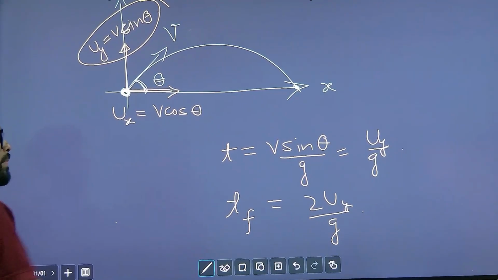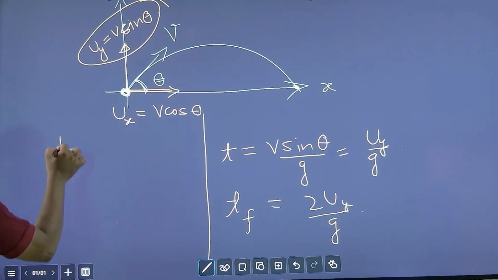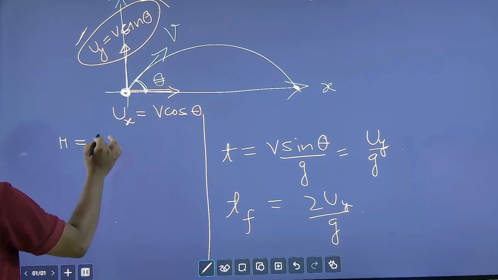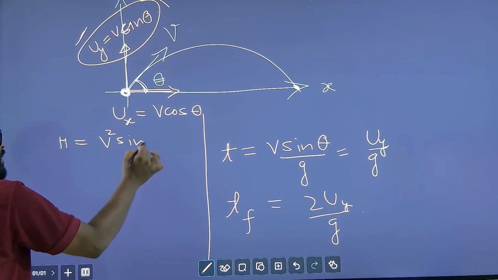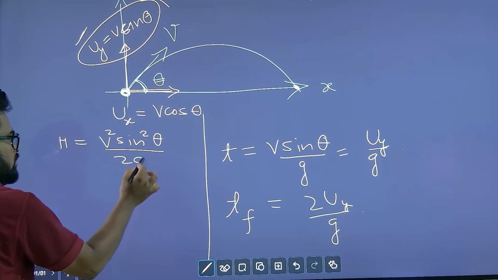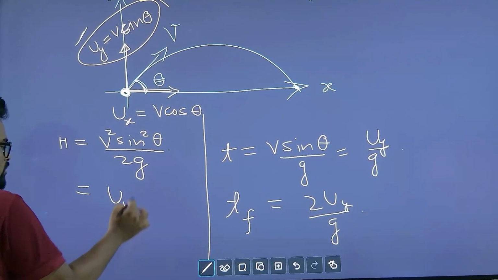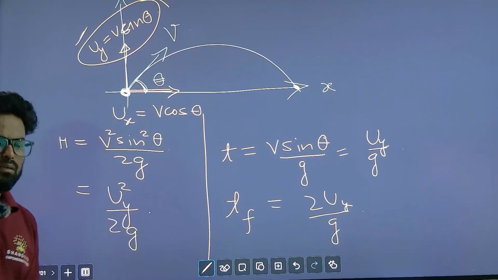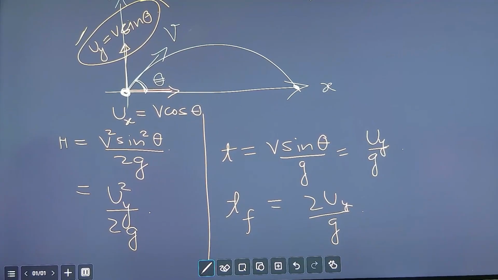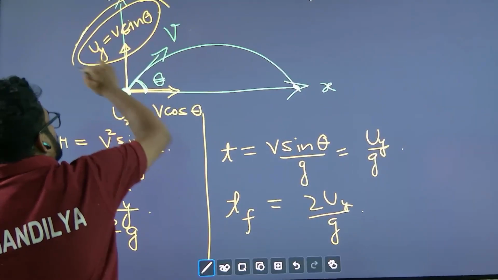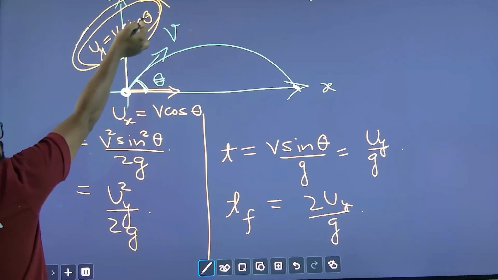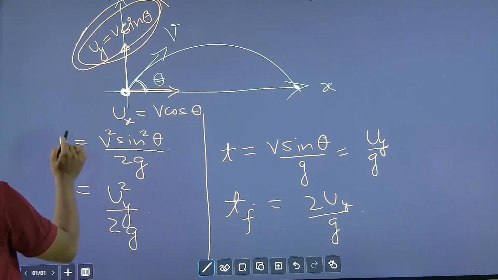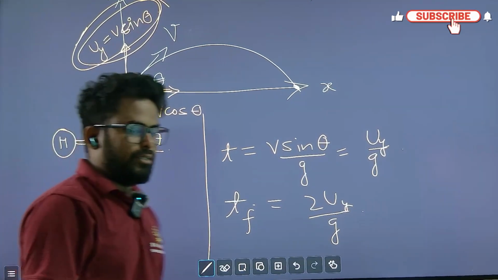Now, if you talk about how high it would go, height is given by this velocity squared by 2g. So v square sine square theta by 2g, or uy square by 2g. Simple. It's nothing but motion under gravity, because it is going up because of the vertical velocity. So that velocity is responsible to decide the time, and that velocity is responsible to decide the height, h max.